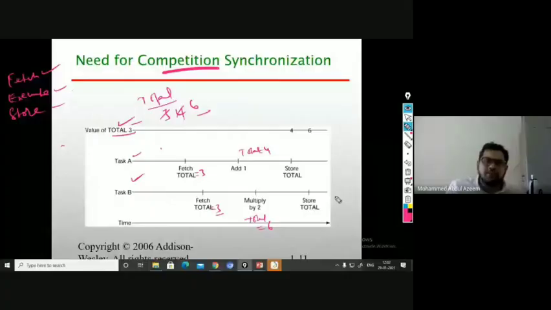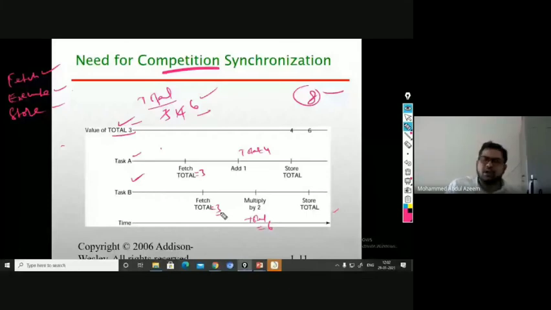But after a while, task B comes and it also stores the total value. Then the total value will be restored with 6. So what is happening at the end? You can find the total value as 6. Okay. So you can see, if I have to perform addition and multiplication both on this total, what must be my value? 3 plus 1 is 4, 4 into 2, 8 I should get. But I did not get 8.